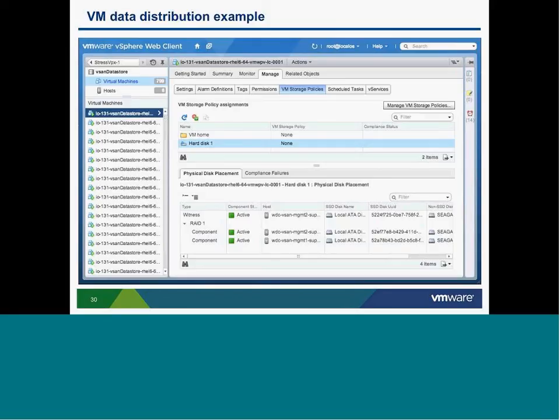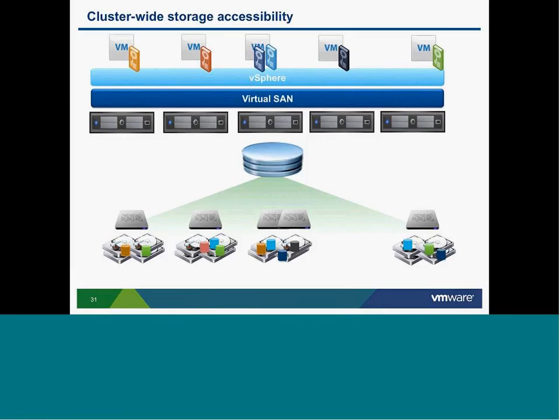vSAN allows for physical to virtual as well as virtual to physical topology management from the web client itself. Another key attribute of vSAN is that since it's a distributed system, it allows for cluster-wide accessibility of the VM and its associated data itself.